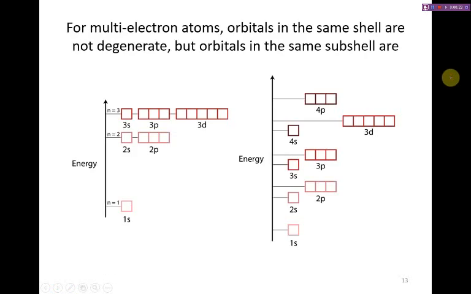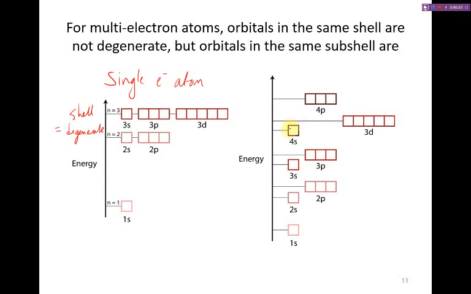Let's review a little bit what we saw last time about the orbitals within single and multiple electron atoms. On the left is what we would have for a single electron atom. And what we see is that orbitals within the same shell have the same energy level. In other words, they are degenerate.